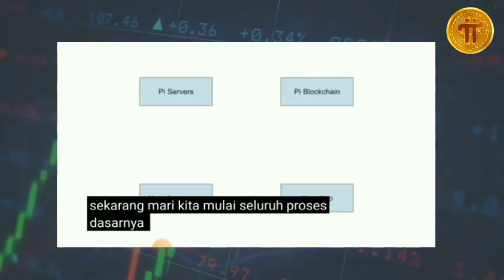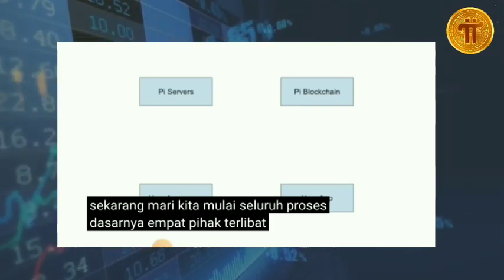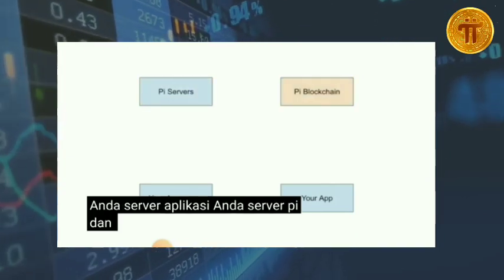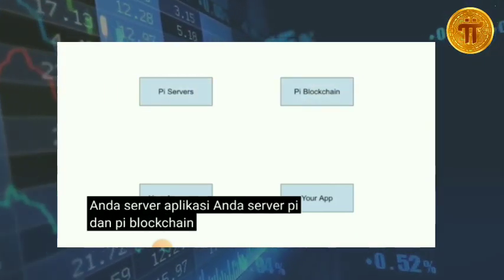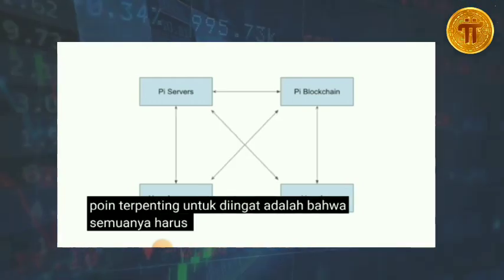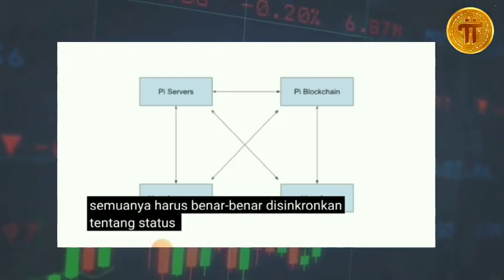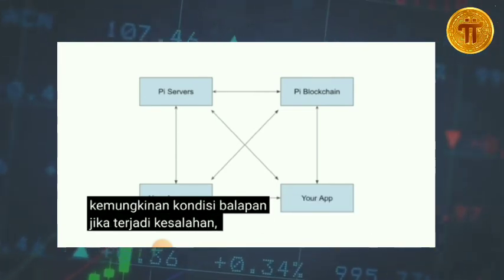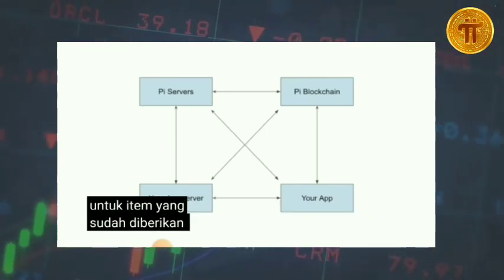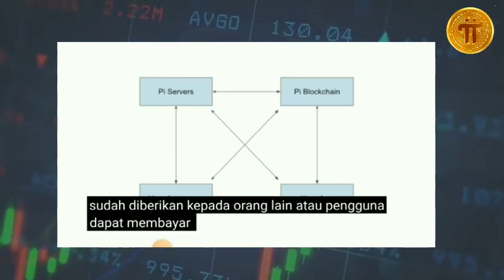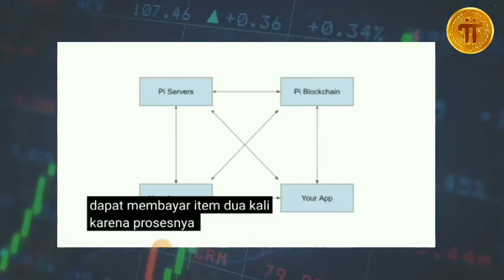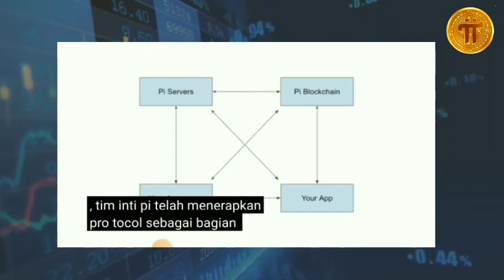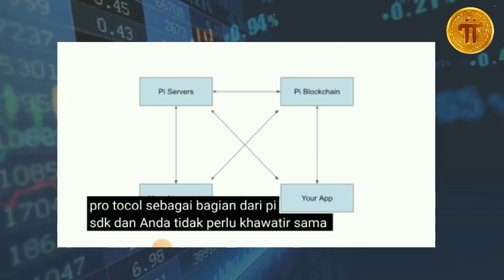Throughout the process, essentially 3 parties are involved: your app server, the Pi servers, and the Pi blockchain. The most important point to remember is that all of them must be completely synchronized about the state of payment to avoid any possible race conditions. If something goes wrong, a user may pay for an item that's already given to someone else, or a user may pay for an item twice because the process gets interrupted. To avoid such cases, the Pi core team has implemented a protocol as a part of the Pi SDK, and you don't need to worry at all.